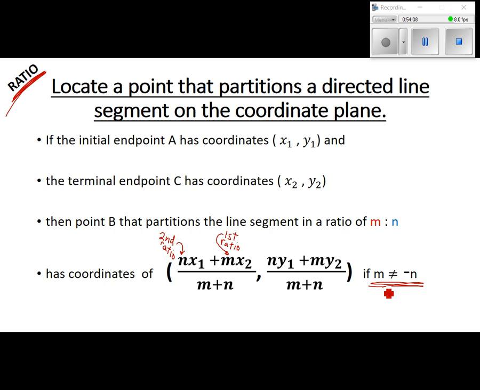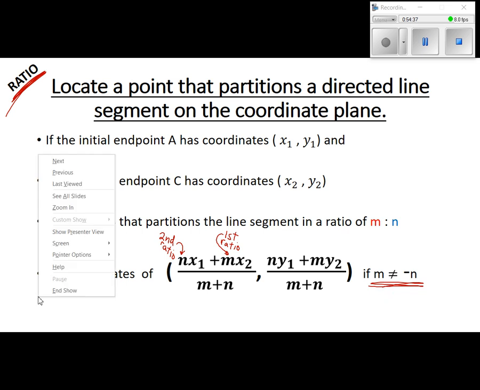Oh, it's not the negative version. What would happen if you had like 5 and negative 5? What's 5 plus a negative 5? 0. And then we're dividing. When you divide by 0, what happens? You get error. You can't do that. So that's why it says that. That's never going to happen to us in this situation because our ratios shouldn't have negatives in them anyway.